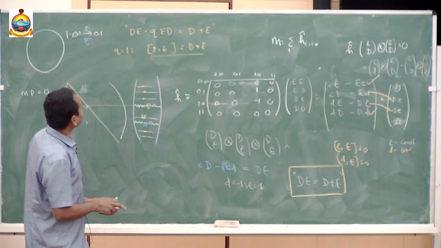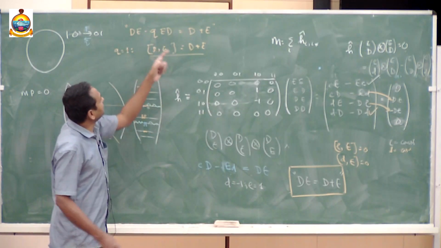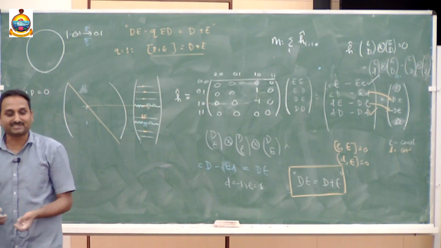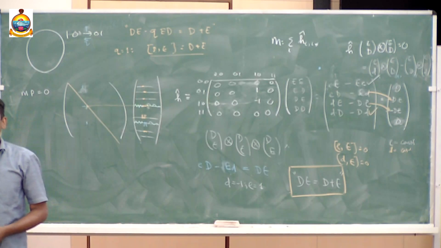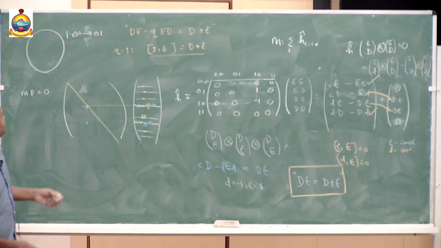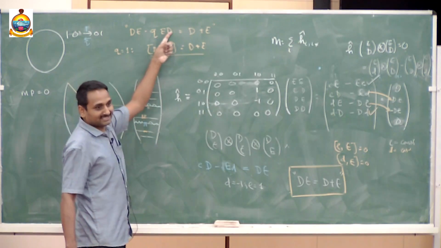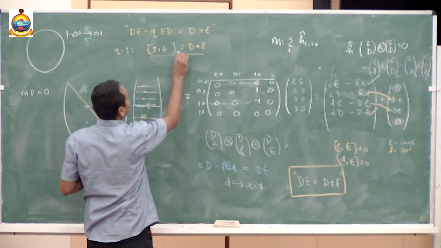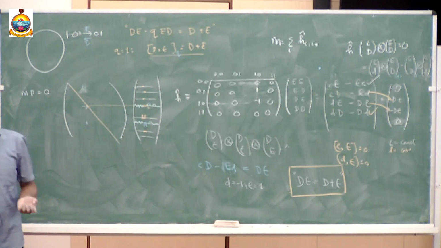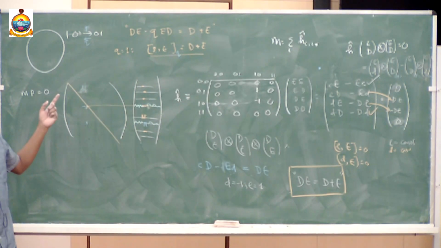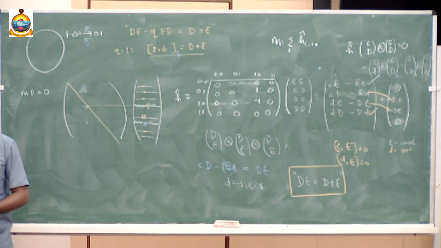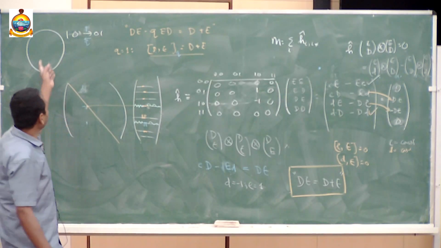Okay. So sometimes, because DE minus QED equal to D plus E is a commutation relation, people also define something called Q commutation. That is basically DE minus QED. This is exactly the definition of the Q commutation. So this is just this equation. Okay, so this is the problem on a ring.